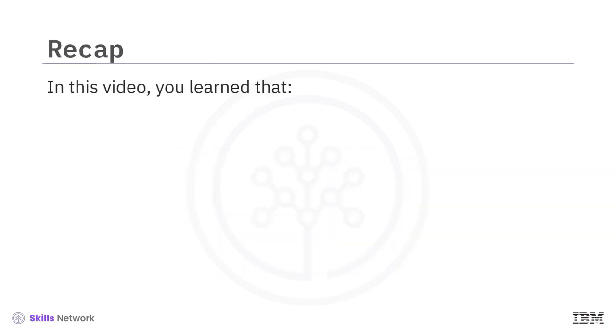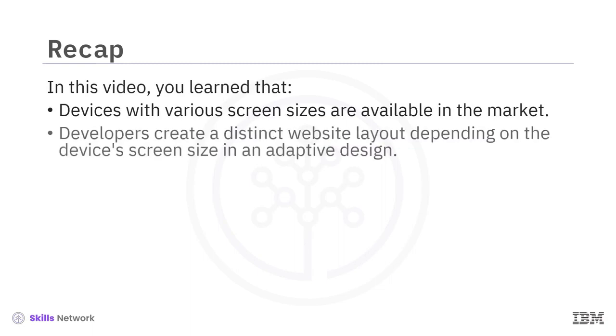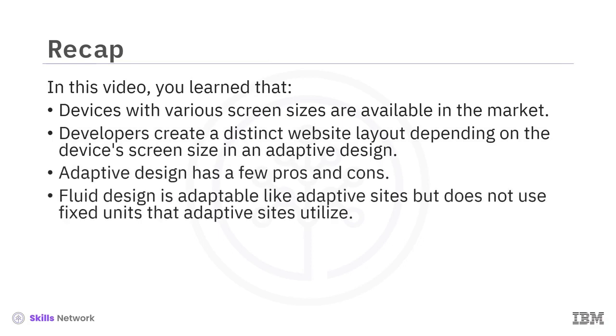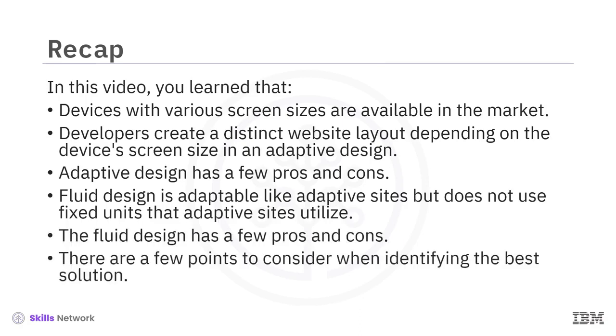In this video, you learned that devices with various screen sizes are available in the market. Developers create a distinct website layout depending on the device's screen size in adaptive design. Adaptive design has a few pros and cons. Fluid design is adaptable like adaptive sites, but it does not use fixed units that adaptive sites utilize. The fluid design has a few pros and cons. There are a few points to consider when identifying the best solution.